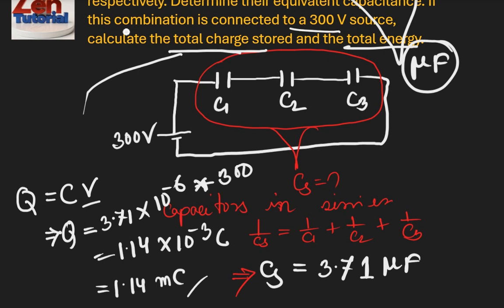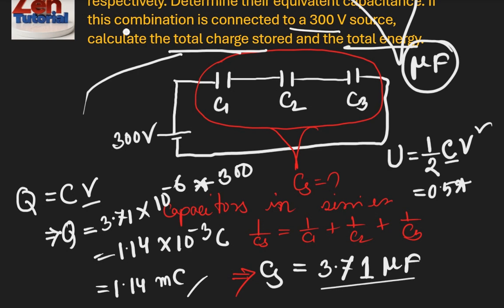This is the second part of this question, and the final one is the total energy. So the total energy U is equal to half C V square. If we plug in all these values, 0.5, the total capacitance, which is 3.71 microfarad, and V is 300 whole square.